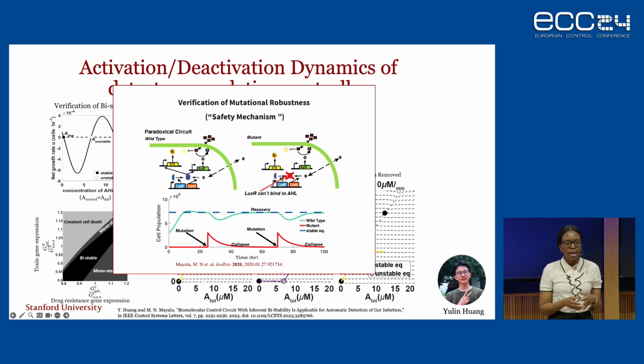We could also test the mutational robustness that we spoke of earlier, which is eliminating the ability for the cells to sense any signal. In the case where we have some mutant cells with that ability eliminated, we're able to recover. The mutant cells do die off, and we're able to recover control of the cell population.